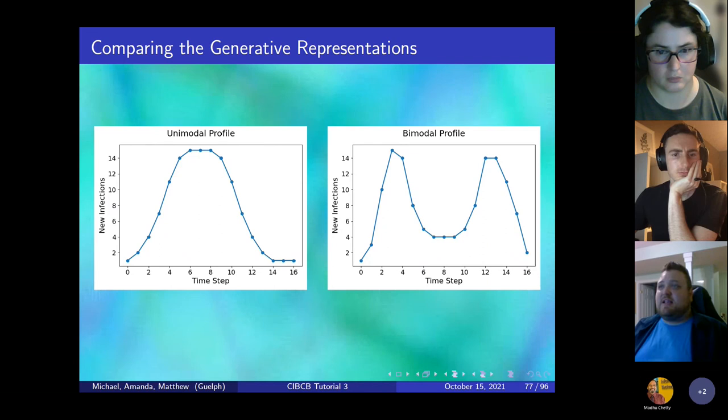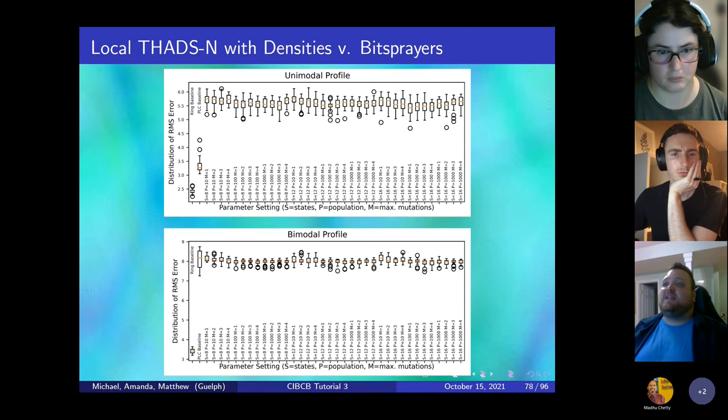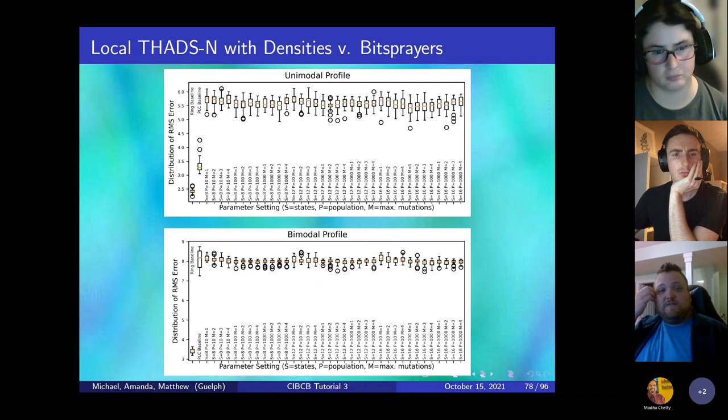Next, we're going to look at comparing results from the different generative representations. And to do so, we're going to use two epidemic profiles known as the unimodal and bimodal profile, which have one hump and two humps or outbreaks. So first, comparing the local THADS-N using densities with that of bit sprayers. On the left of both of these graphs, representing the two different profiles being used, is the baseline. And this is for profile matching fitness, so a lower value is preferred.